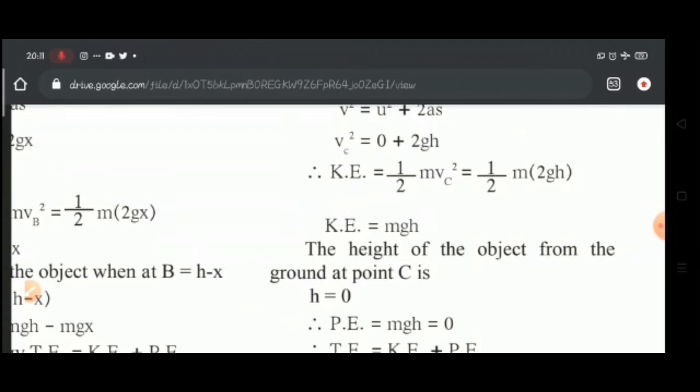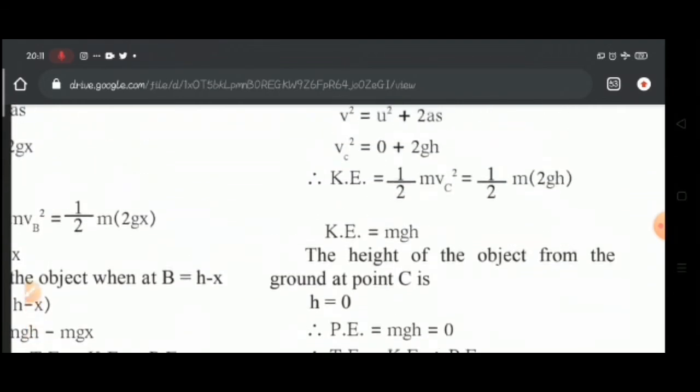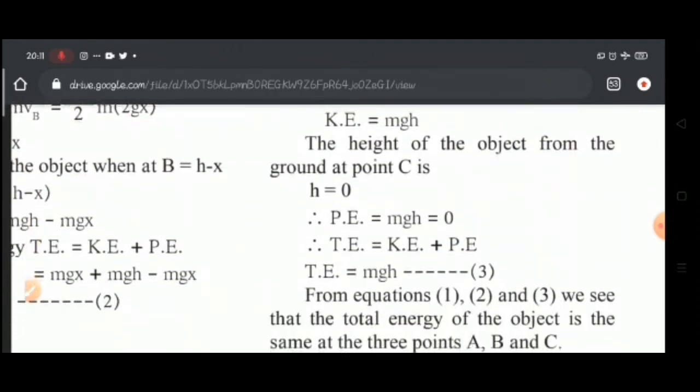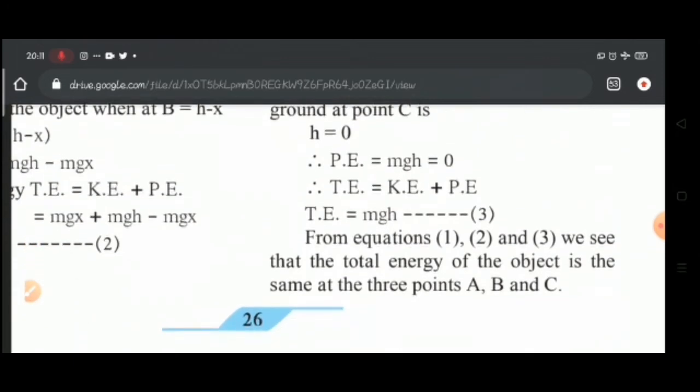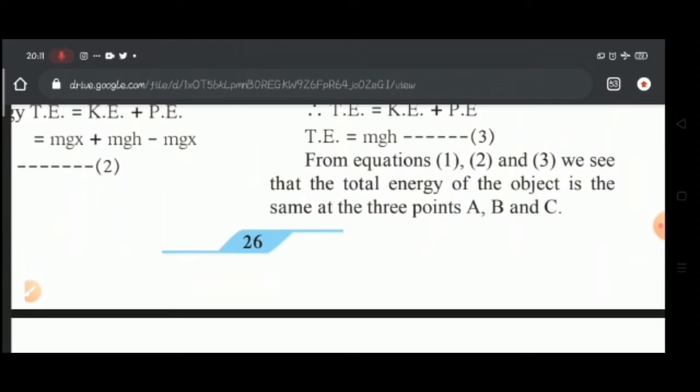The height of the object from the ground at point C is h equal to 0, because it does not have any sort of height because it reaches the ground. So the potential energy definitely becomes 0 because height is 0. So if we multiply anything with 0 it is 0. So the total energy becomes mgh. From equations 1, 2 and 3 we see that the total energy of the object is the same at the 3 points A, B and C.